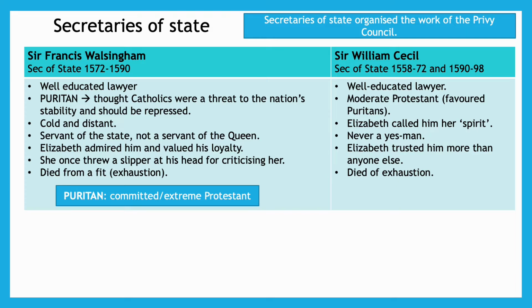Cecil was also a well-educated lawyer, a moderate Protestant, so not as extreme, but he did often favour the Puritans. Elizabeth called him her spirit, so she was extremely fond of him. He was never a yes man, and she trusted him more than anyone else. And again, he died of exhaustion as well.